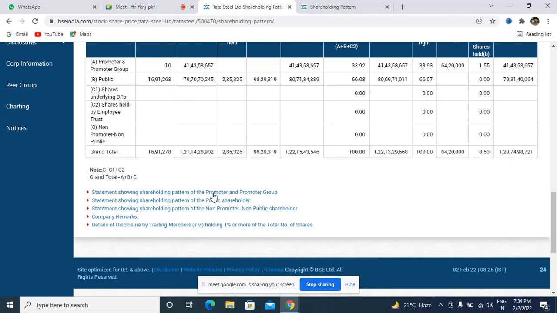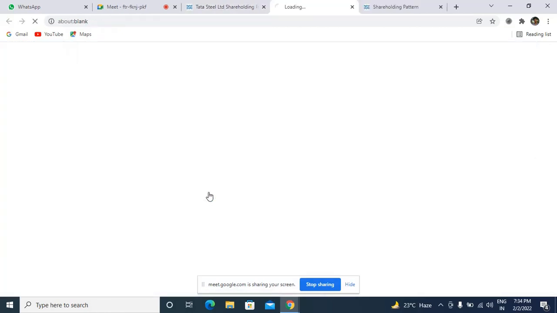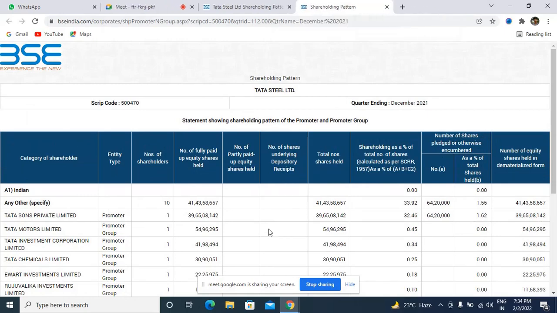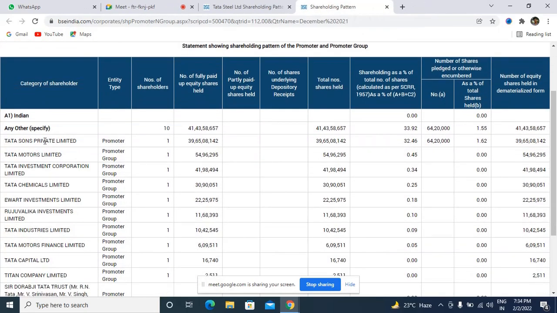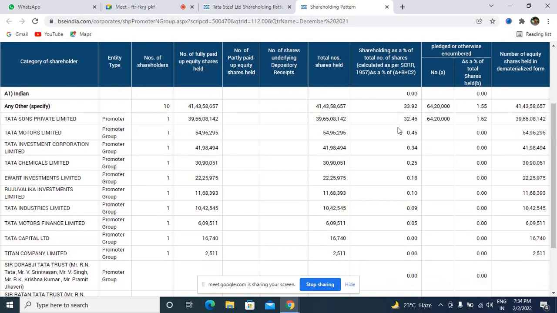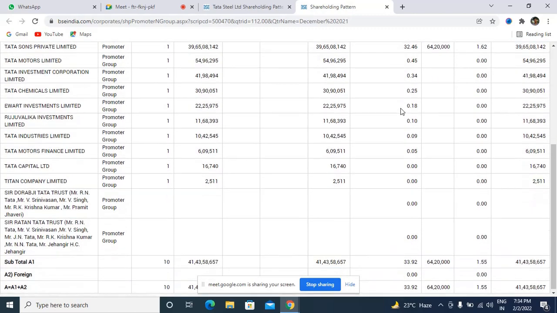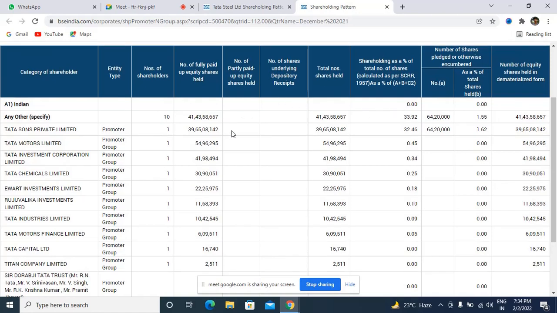So if you click on this statement showing shareholding pattern of the promoter and promoter group, this page is opening. So here you can see Tata Sons Private Limited. And what is their percentage of shareholding here? Can you see it? Is this visible to you? Yes, sir.